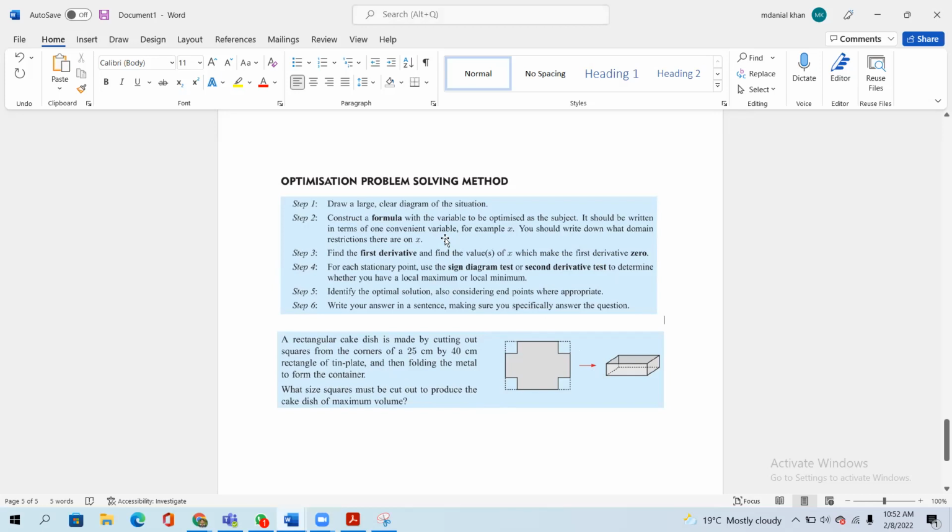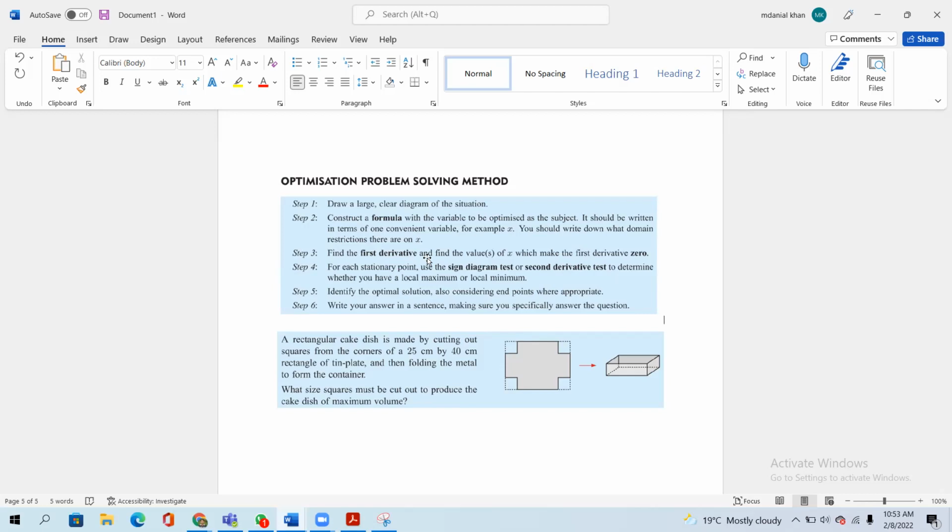In the second step, you'll be constructing a formula with the variable that is supposed to be optimized as the subject. And in the third step, you'll be finding the first derivative and putting that first derivative as zero, and you'll try to find the values of x that make the first derivative zero.